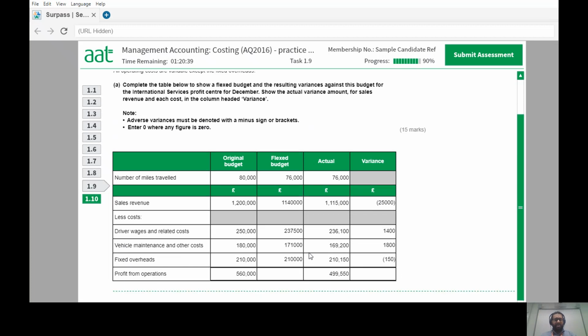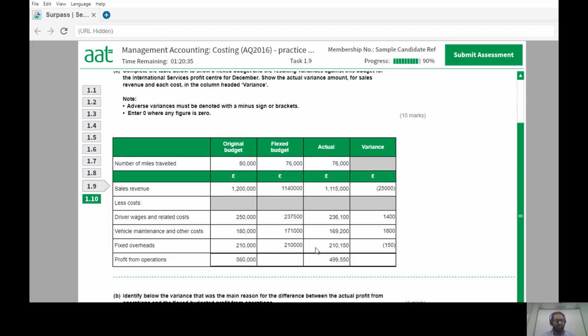So let's find out what is my profit from the operations. 1,140,000 minus 237,500 minus 171,000 minus 21,000. So according to this, my profit is supposed to be 521,500. Okay, and the variance now is supposed to be negative 21,950.